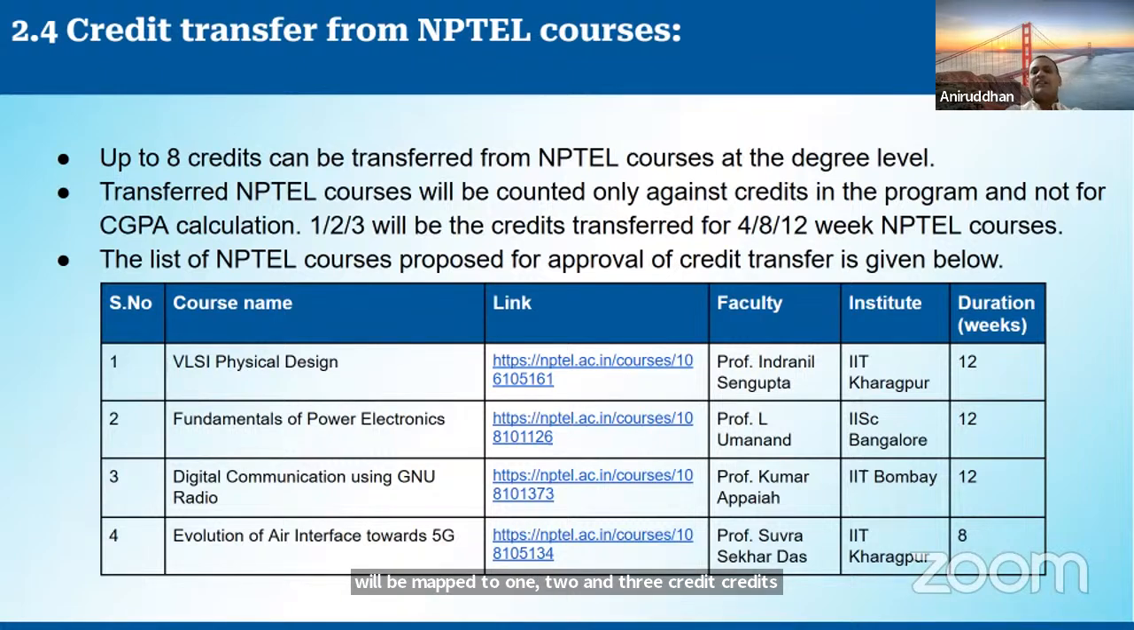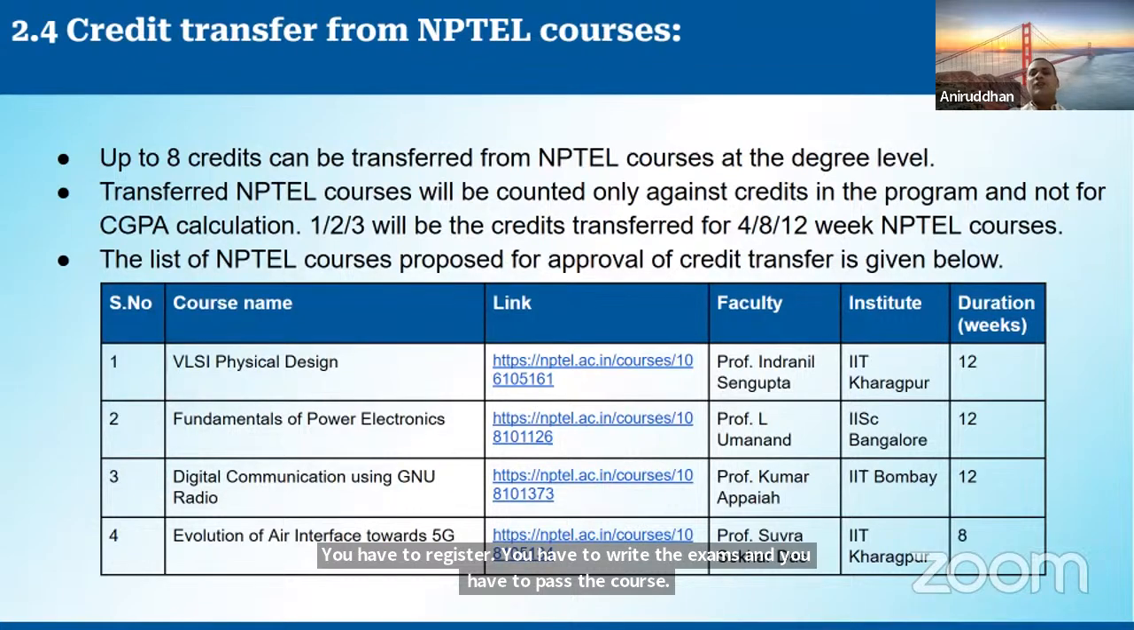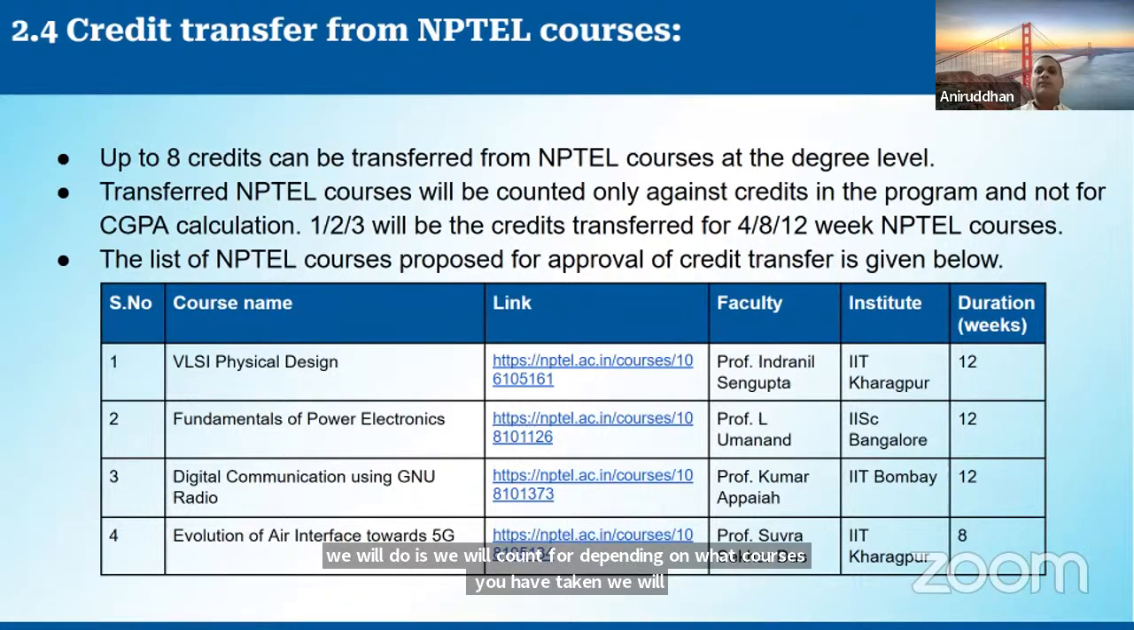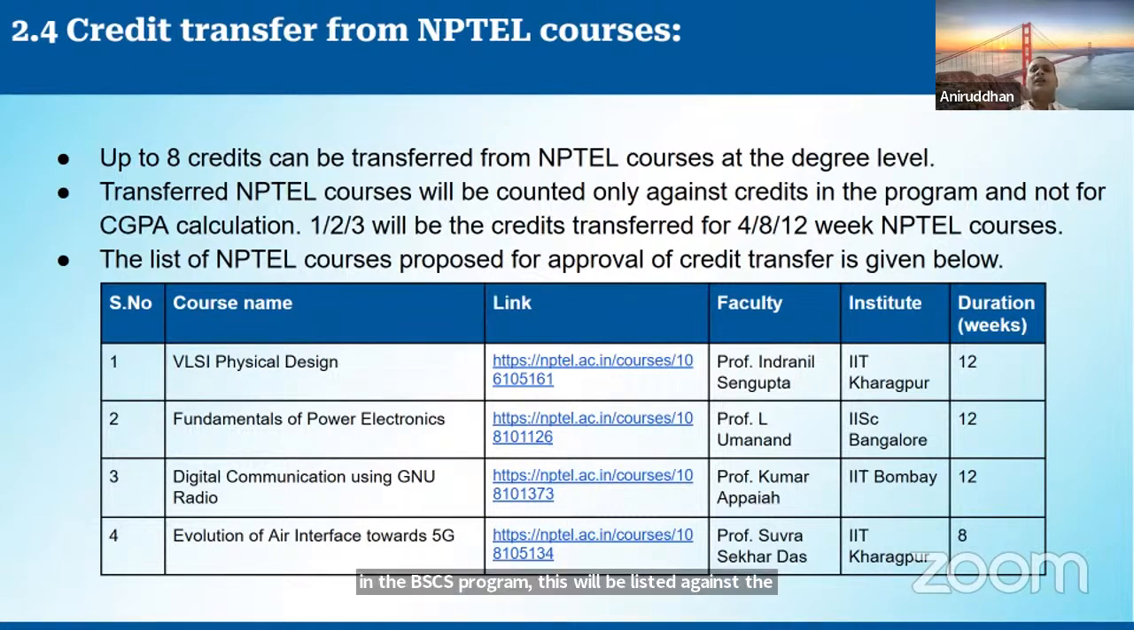You have to sign up for those courses, write the exam, get the certificate, and submit it to us, confirming that you have passed the course. This is not just viewing the videos that are available. You have to register, you have to write the exams, and you have to pass the course. Once you do this, depending on what courses you have taken, we will count those credits in the BSES program. This will be listed against the list of electives. These will not count towards your CGPA calculation.